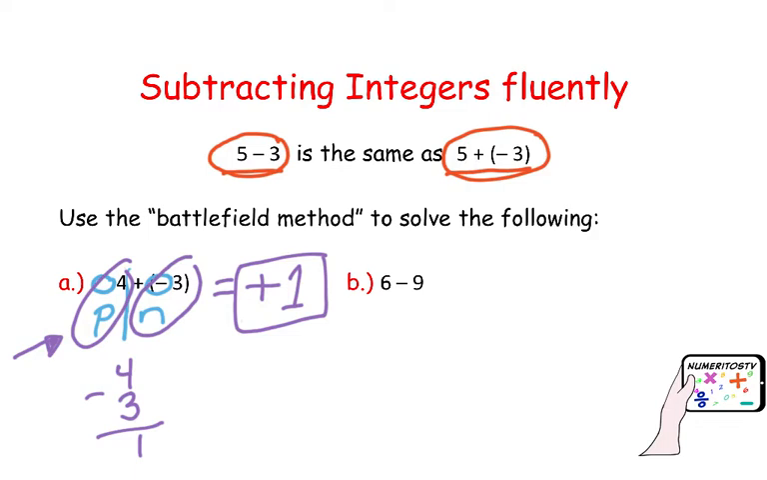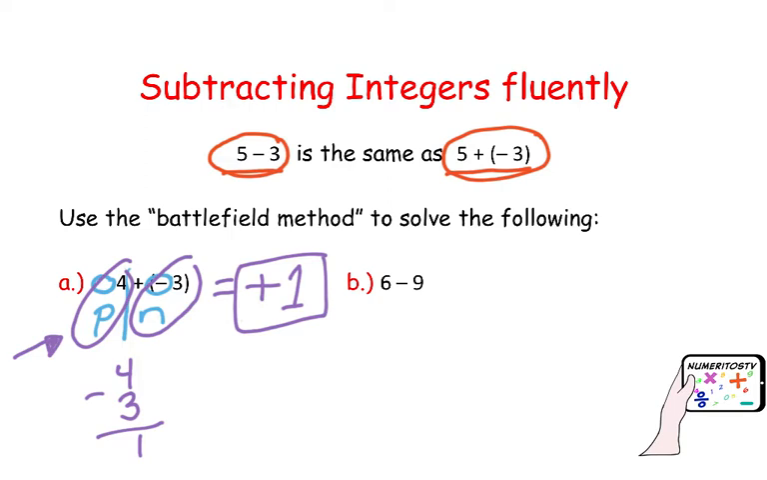Look at the next one. We have 6 minus 9. If we go back to what I just told you, subtraction in reality is adding the opposite of a number. So 6 minus 9 is the same as 6 plus negative 9. These two expressions are equivalent, and then we can do the battlefield method. But if we already understand the battlefield method, we don't need to convert to addition. Let's try. So, 6 minus 9.